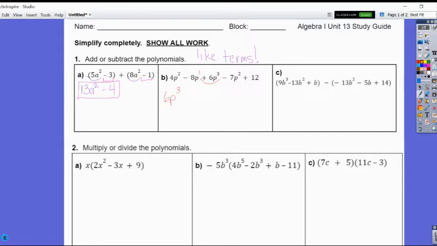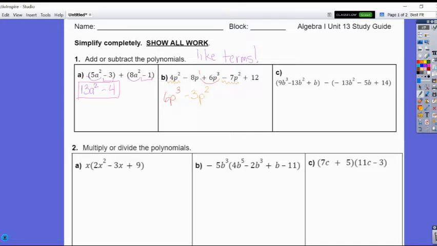Next, I'm going to go after my 3 exponent, see if we have any 2 exponents. That's a 4p to the second, and then also a -7p to the second. Use those signs. So a +4 plus a -7 puts us at -3 with the same variable, p squared.